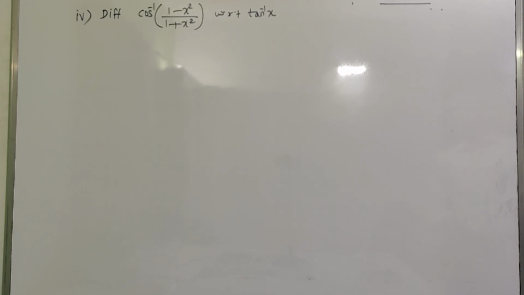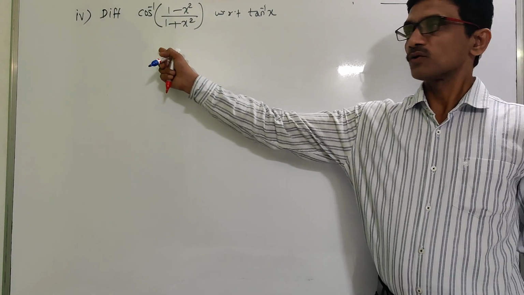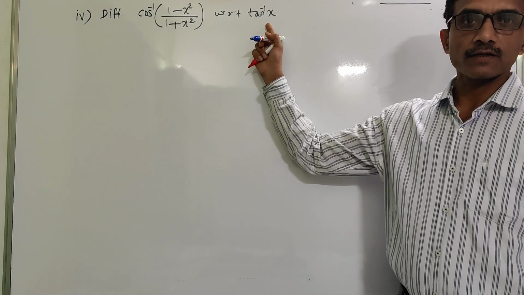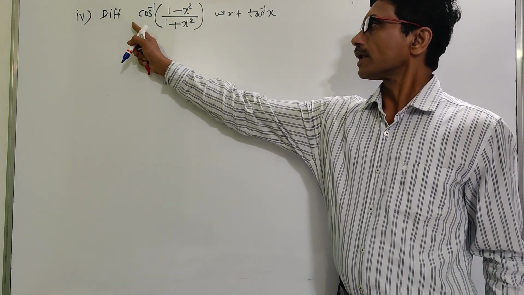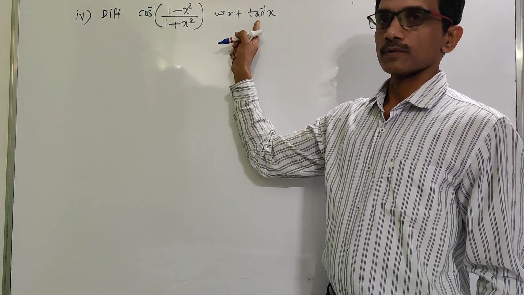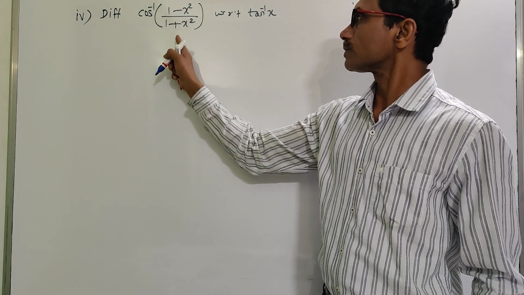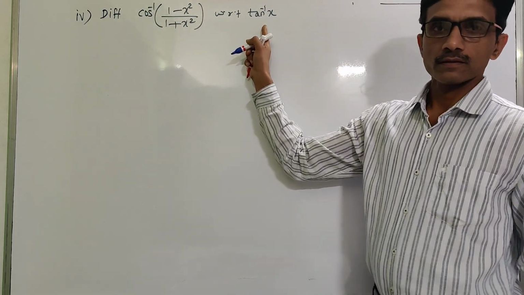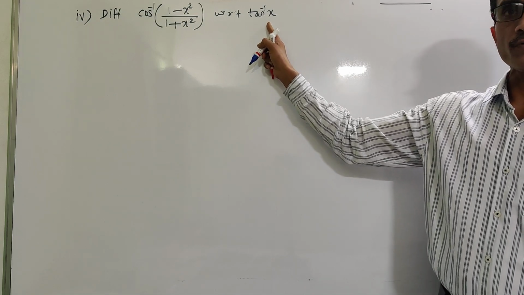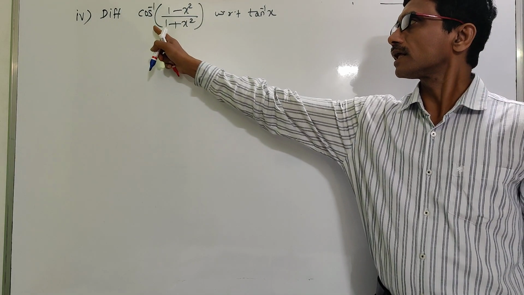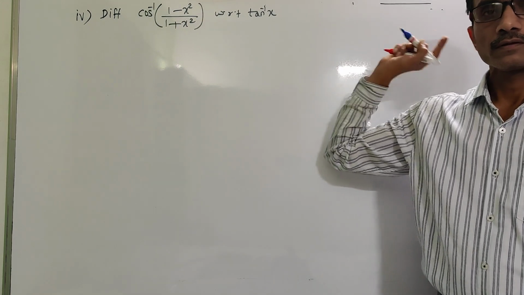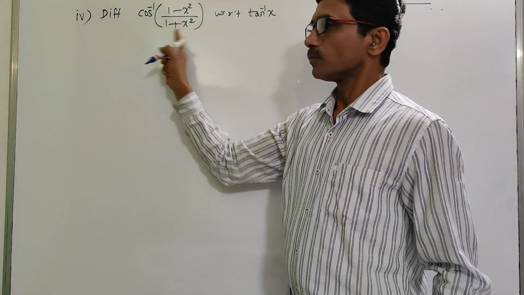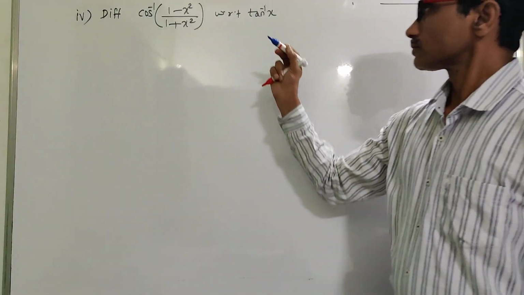Differentiate cos inverse of (1 minus x square upon 1 plus x square) with respect to tan inverse of x. So we need the derivative of this function with respect to this function. We take cos inverse of this as u and tan inverse of x as v, so that we find the derivative of u with respect to v, that means du by dv.